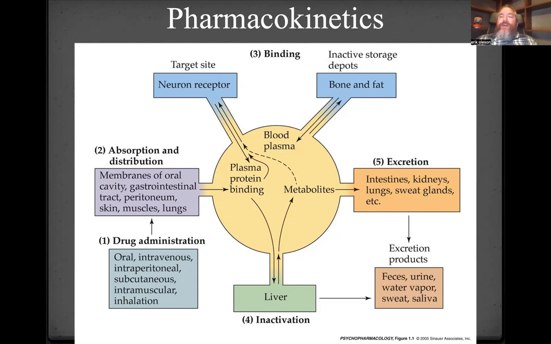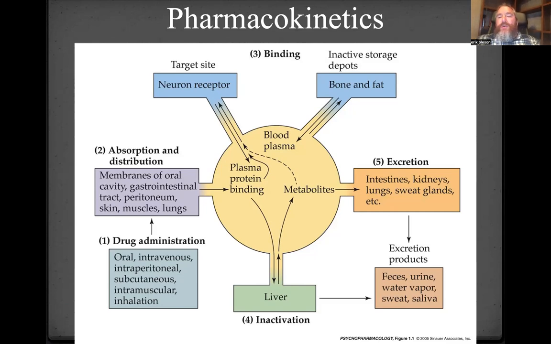And here, depending on if it loves fat or water, is going to make a tremendous difference, as will the makeup of your body. Are you big? Are you small? Where is this drug going to go in you? Will it bind to the target receptors, and where are those located? Or will it then bind to inactive storage sites like fat or bone? And then will it be excreted, and how will this occur?